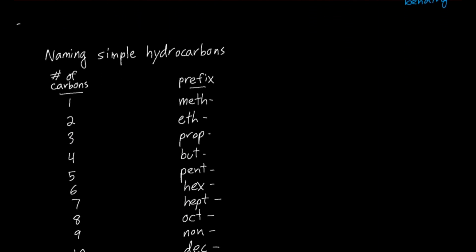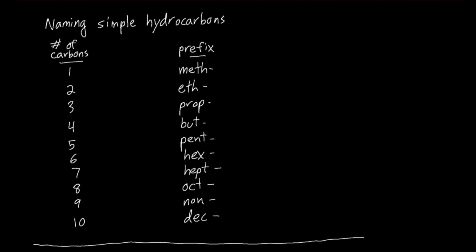Now, I mentioned naming earlier. So to name simple hydrocarbons, we have a list of the number of carbons and then the prefix that goes in front of what they are. So methane, interestingly, could be drawn just as a dot, actually. But methane, we know, looks like this. I'll just draw that out. The dot would be the 1 carbon.